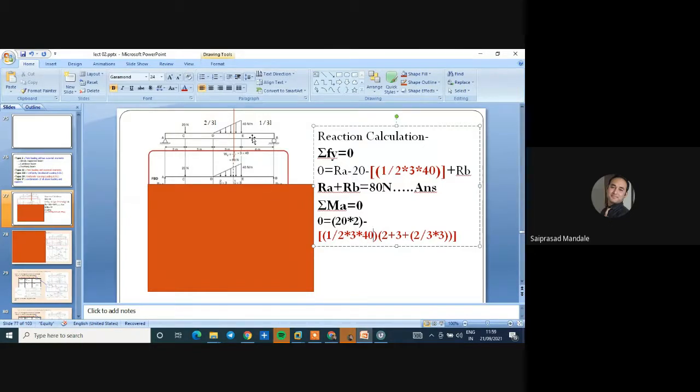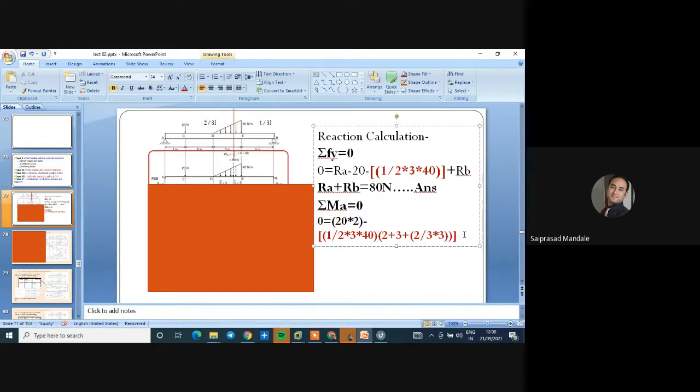Half into length into width, into distance. So it acts as a distance in between this line and this line, meaning this is the line of CG. CG to A, it is 2 plus 3, plus 2/3 of 3. Why 2/3? Because from the minimum intensity, it acts at a distance of 2/3 of length. Because the CG of that triangle or UVL is at a distance of 2/3 from the minimum intensity. So I have put here 2/3 of length. Okay, I guess it is clear.